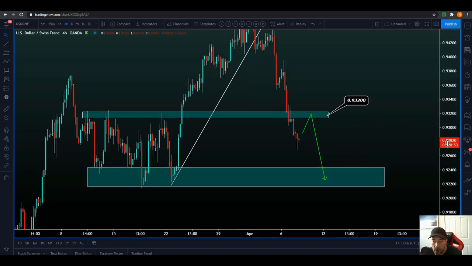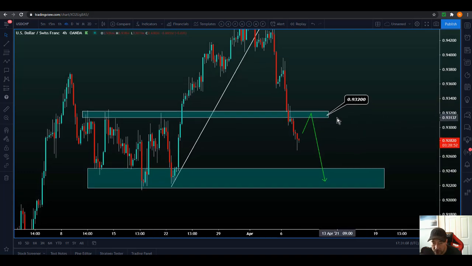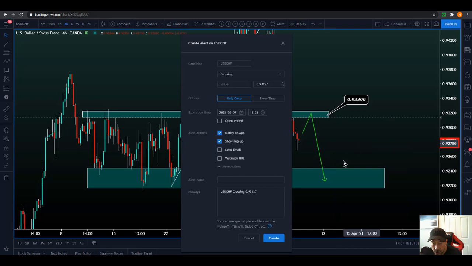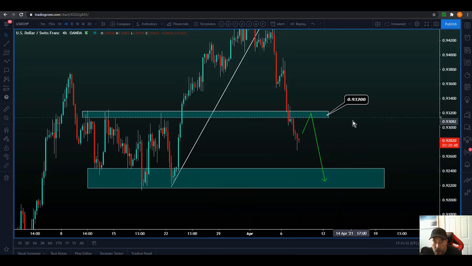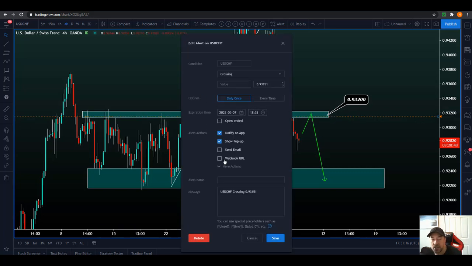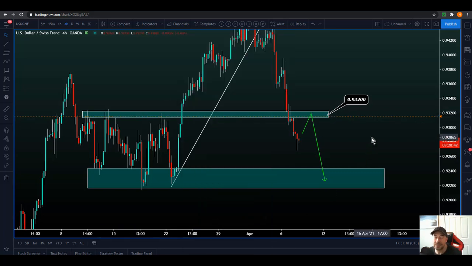So we're going to be watching. In fact, I should have my alert set, but I haven't got it set, so I'm going to put it on right now. We are going to be looking for price to come back into this zone. And we need to see sellers come in. We need to see this area, this price, defended by the sellers.